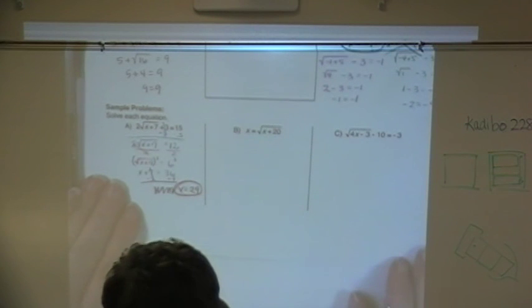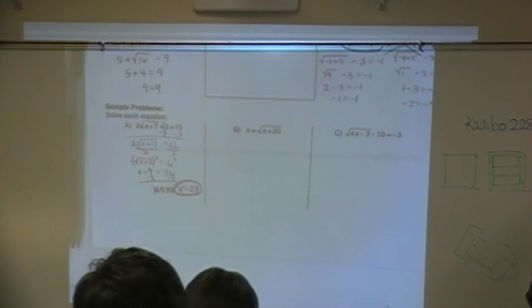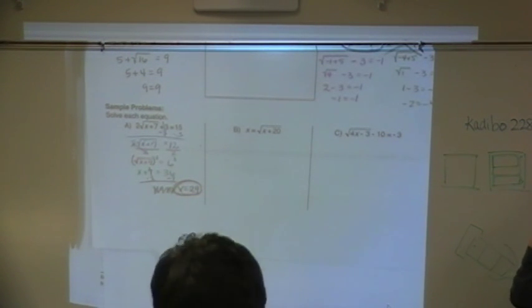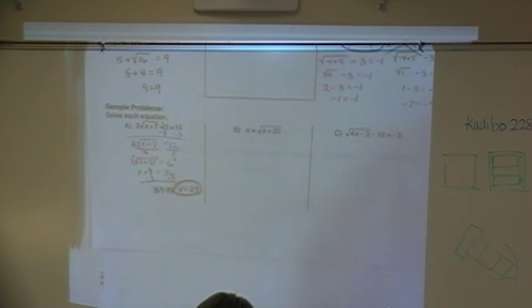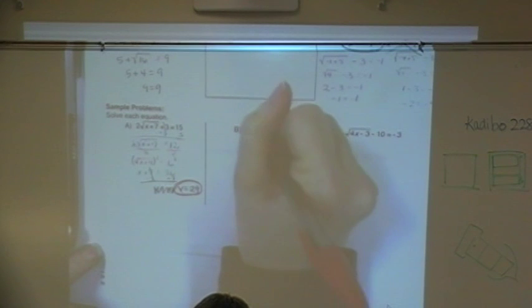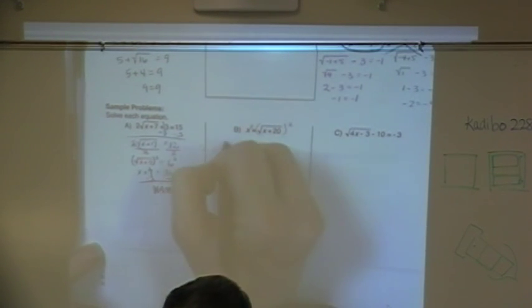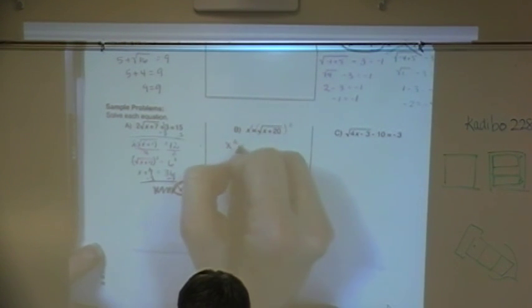Here's problem B. The radical is already isolated. That's nice. So we can just jump straight to squaring both sides. So basically x squared equals x plus 20. But how would you subtract that x? Would you just do x squared minus x equals 20?